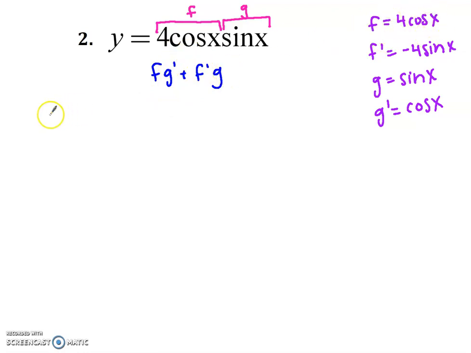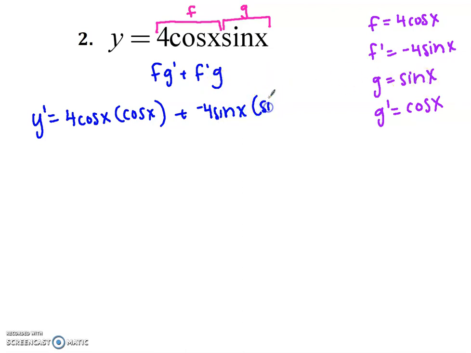So we've got f, which is 4 cosine of x, so this will be y prime, our derivative. So f is 4 cosine of x times g prime, which is sine. Then plus, sorry, our g prime is not sine. Our g prime is cosine. Then plus f prime, which is negative 4 sine of x, times g, which is sine of x.